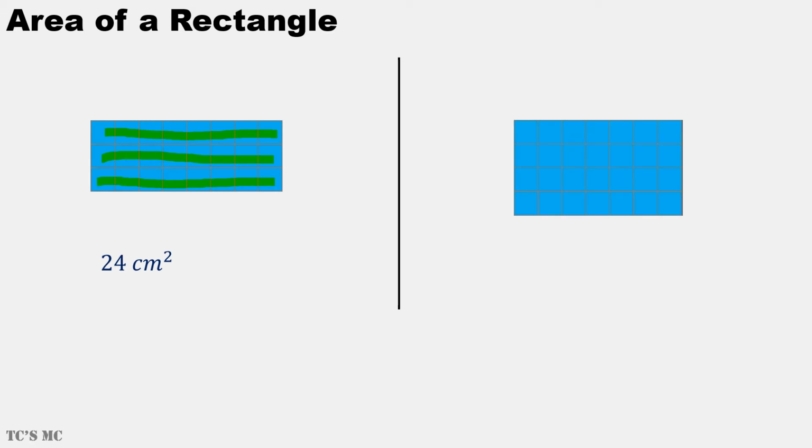In this rectangle, along the base, there are 7 squares, then another 7 making it 14, then another 7 making it 21, and another 7 making it 28 squares, which means it's 28 centimetres squared.